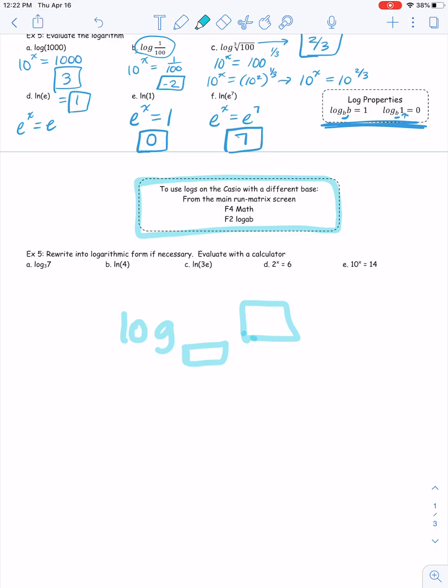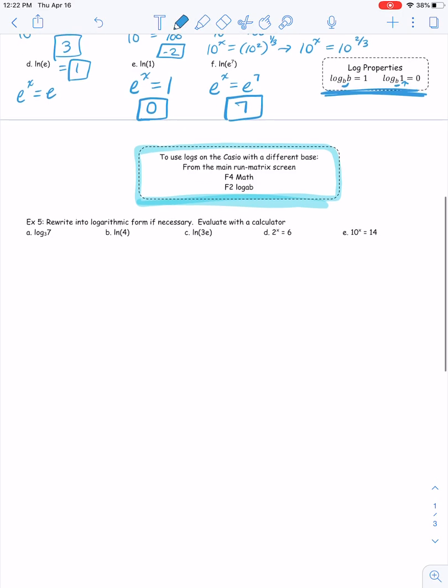So that's how you get on the calculator how to evaluate those logs that do not have a base of 10. If it does have a base of 10 and you want to evaluate that in the calculator, you can just press log and then type in the number and then hit enter. That's totally fine. Okay, so that's what they want you to do right now on your calculator, just evaluate, practicing typing in those numbers.